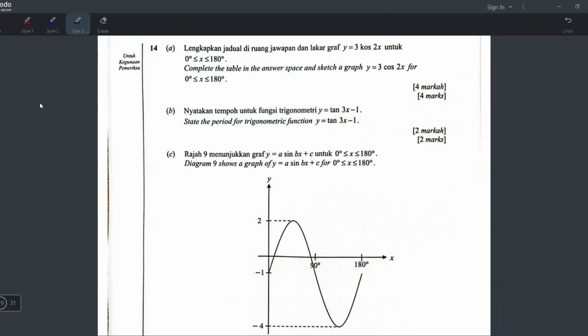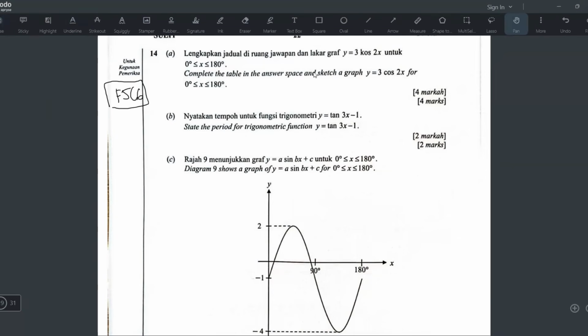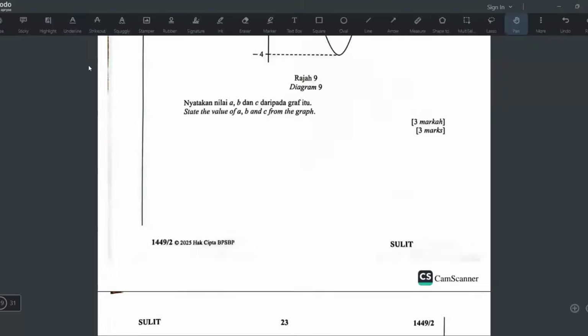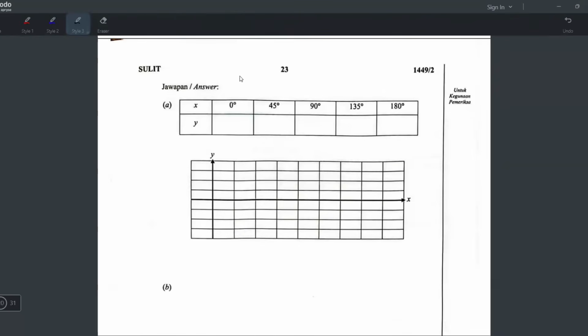Okay, let's do 14. So this one is from form 5 chapter 6, the trigonometry chapter. Okay, complete the table in the answer space and sketch a graph y equals 3 cos 2x for x between 0 and 180 degrees. So let's complete the table. And then later need to sketch the y equals 3 cos 2x. Alright, so where's the table? Okay, it's here. So y equals 3 times cos 2x. So I think I have to take the x value here and substitute inside here.